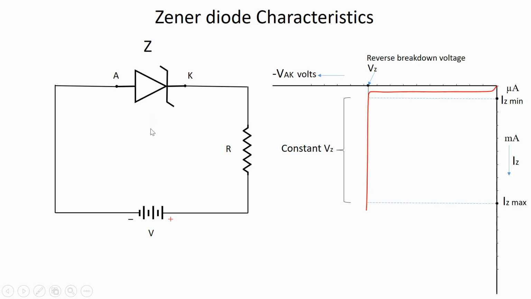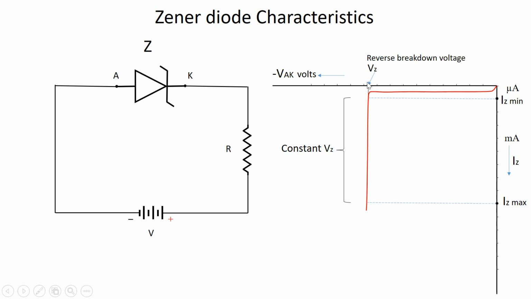Now, in this reverse bias configuration, if we plot the graph of the variations of the reverse voltage across this anode and cathode, as mentioned here in the negative voltage axis minus VAK, against the variation of the Zener current, which is going from this cathode to the anode, represented in the negative current axis as IZ here, the characteristic plot is similar to that of a conventional diode.